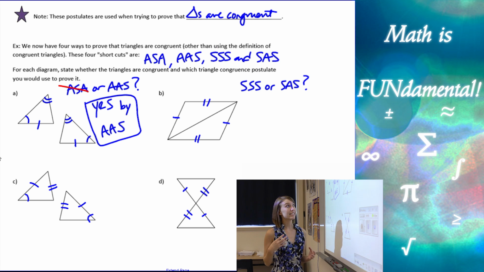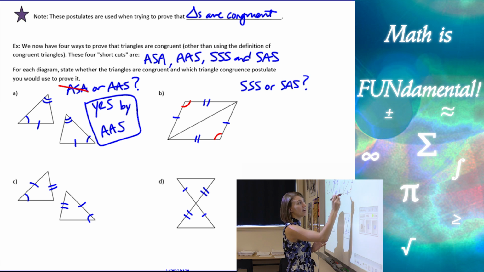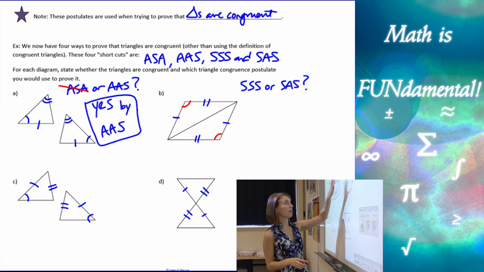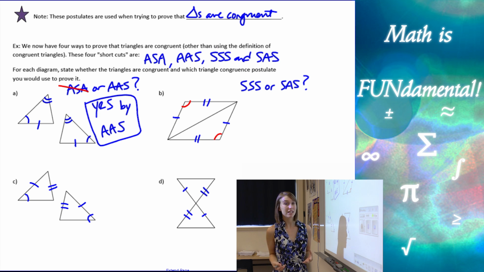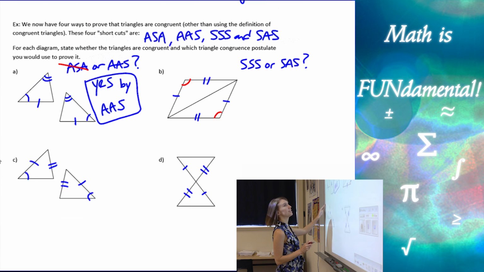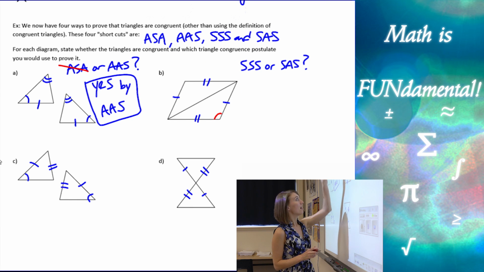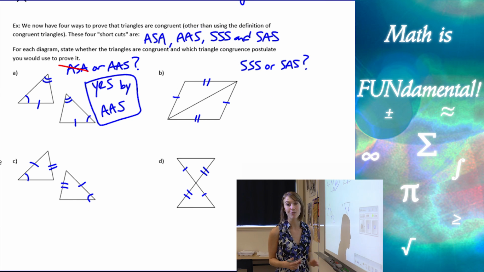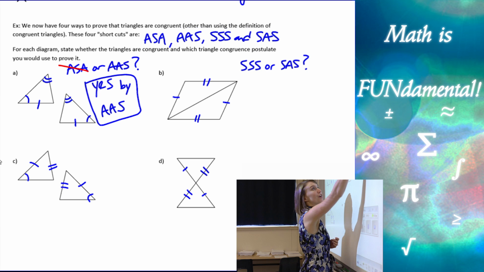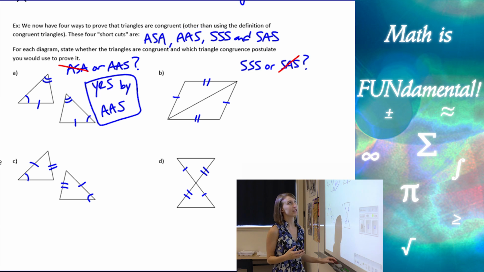So let's see. SAS means I would need the included angle. I'm going to draw it on the triangles, but it might not be true. If I had that included angle, this would give me side-angle-side, but how do we know that those two angles are congruent? There's really nothing telling us that those two angles are congruent. We cannot simply assume or hope that they're congruent. We have to know for sure and have a valid reason why they're congruent. So I'm pretty sure SAS is out of the picture for this example.